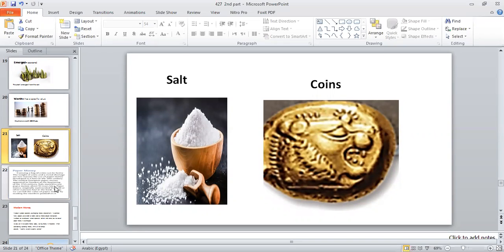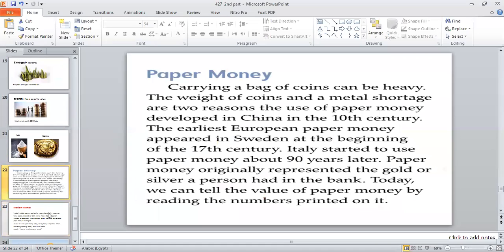Okay, now let's move to the new part for today. Paper money. After the coins, salt, and cowrie shell, we have reached paper money. Now it's somehow modern money, like nowadays. Who can read us the paper money? Let me try it with Muhannad. Hello, good morning, teacher. Good morning, Muhannad, my lovely friend.